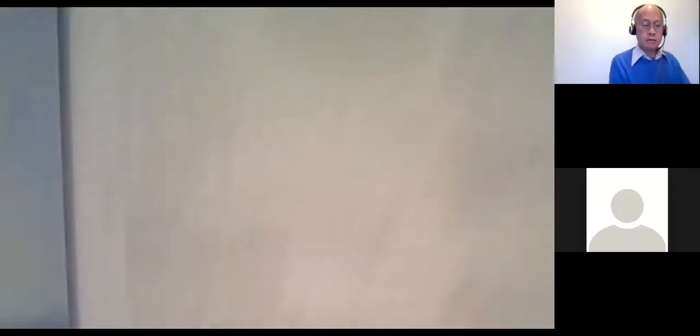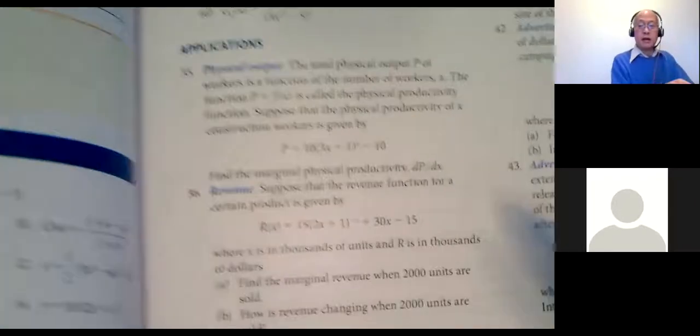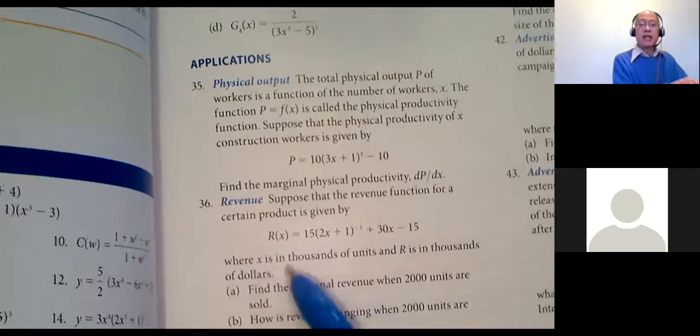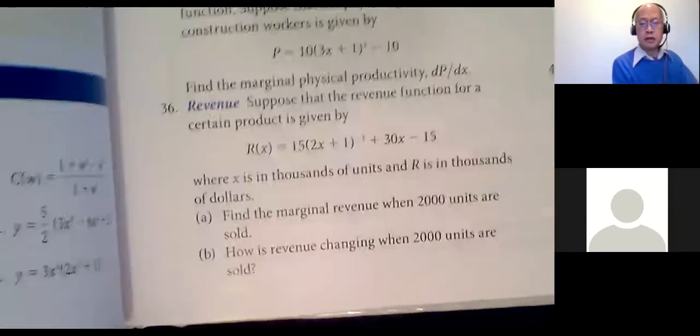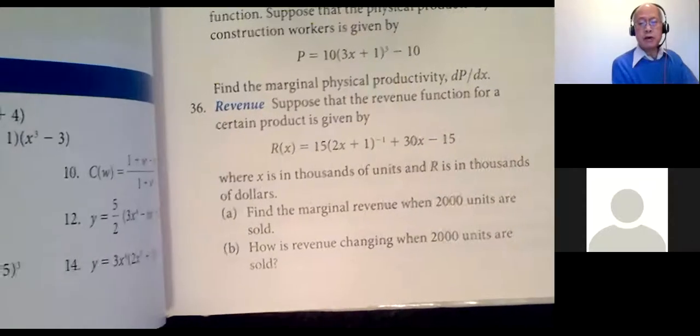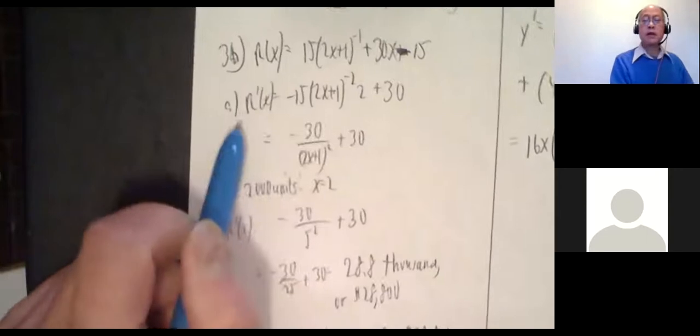Okay, it says 2,000 units, but if you look at the directions there, X is in thousands and R is also thousands. So when it says 2,000 units, you're plugging in 2. And then B, how is revenue changing when 2,000 units were sold? Okay, so I take a derivative and I plug in 2. That's basically it.